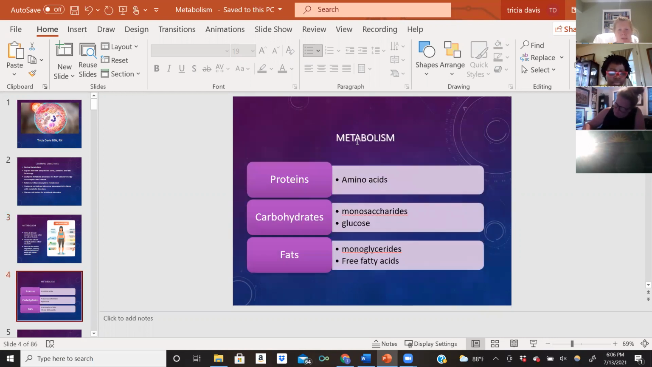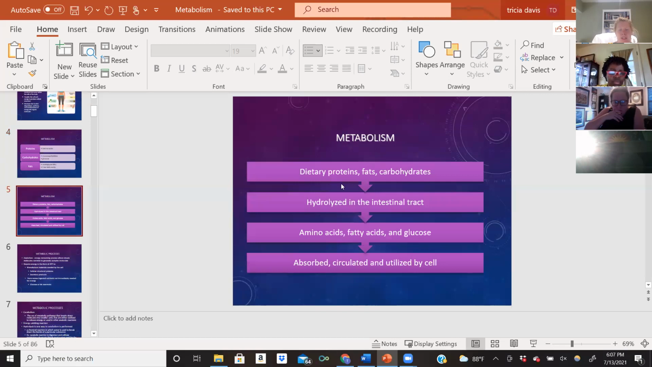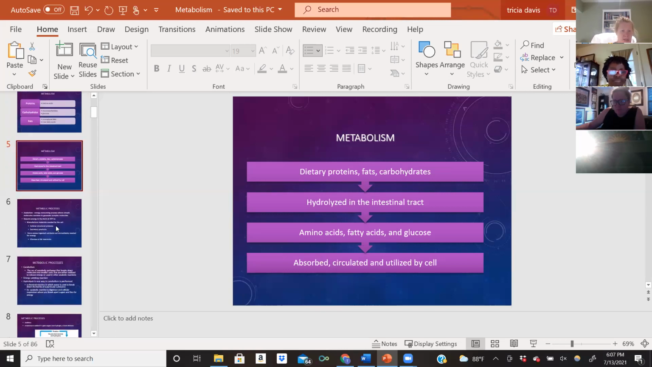So through the course of metabolism, our proteins can be further broken down into amino acids. Our carbohydrates can be broken down to monosaccharides and glucose, and our fats can be broken down also to monoglycerides and free fatty acids. So we take in our dietary proteins, our fats, and our carbohydrates through our diet. We swallow them in our mouth. It goes into our GI tract where it becomes hydrolyzed. It breaks down those components, turns them into amino acids, fatty acids, and glucose. And then they are absorbed, circulated, and utilized by the various cells in our body for energy and other things that they need.